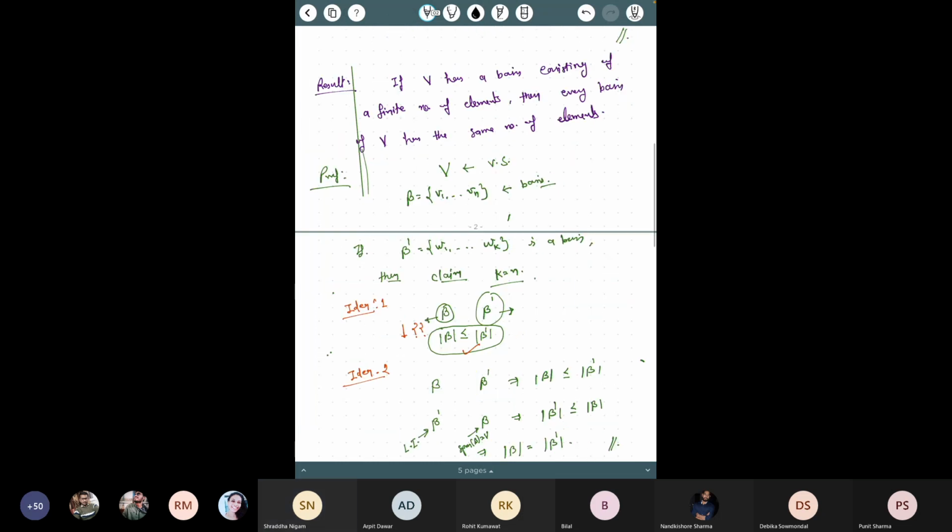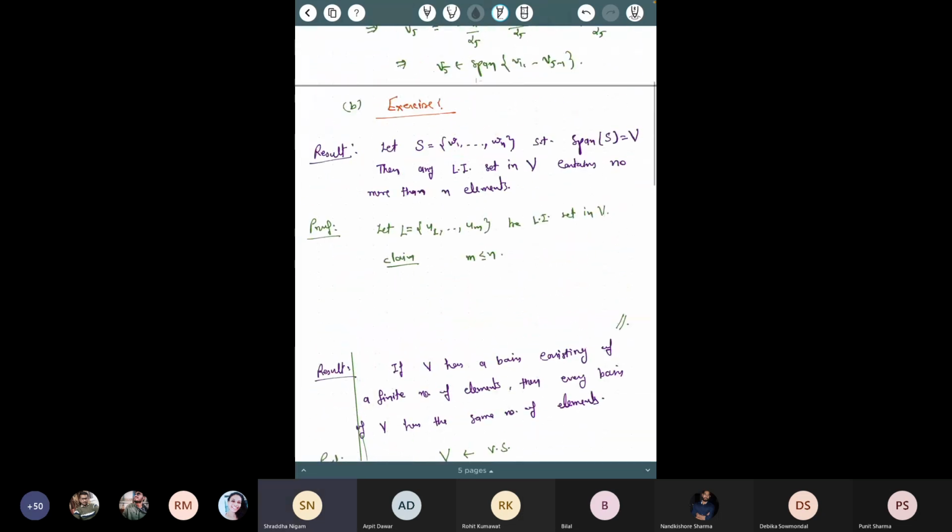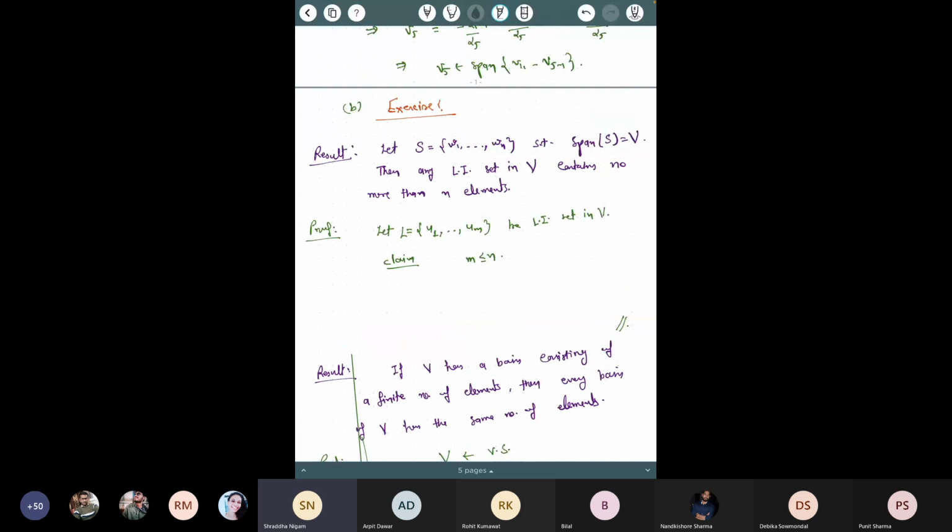And there also you have to use whatever I said here. Suppose you have a maximal linear independent set B and a linearly independent set B dash, then the cardinality of B dash should be less than or equal to the cardinality of B. This you have to justify, why. Then it is true.